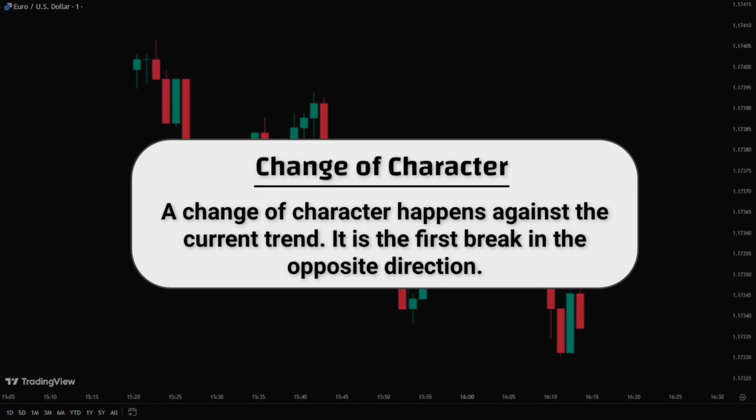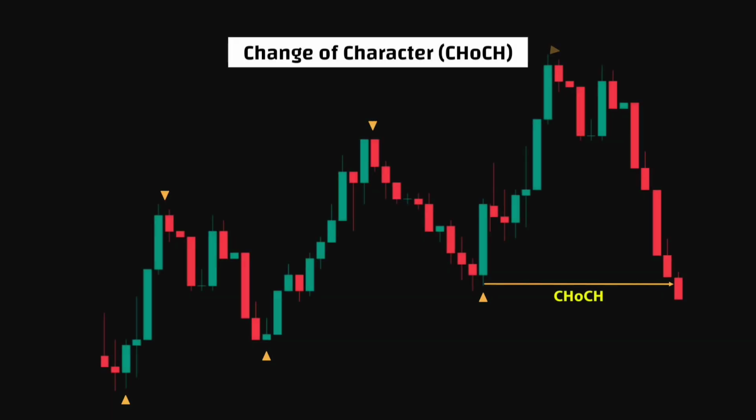A change of character happens against the current trend. It is the first break in the opposite direction. In a bullish market, a change of character occurs when price breaks below a significant swing low for the first time. That is not just a pullback. That is a warning that the structure may be shifting.